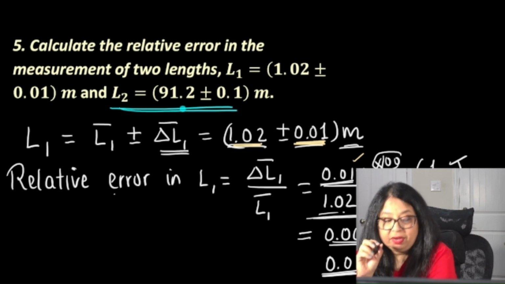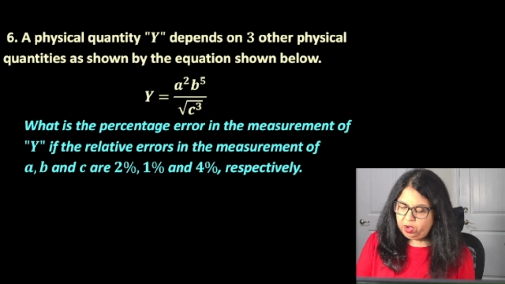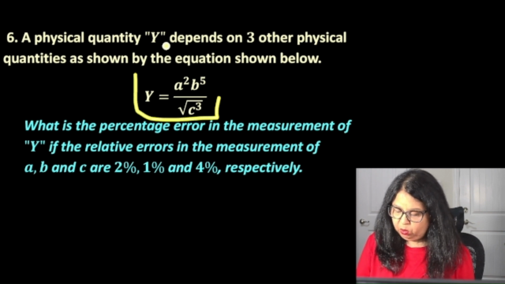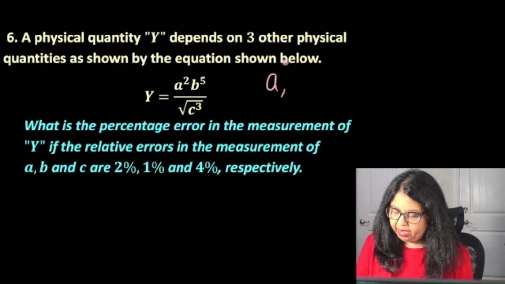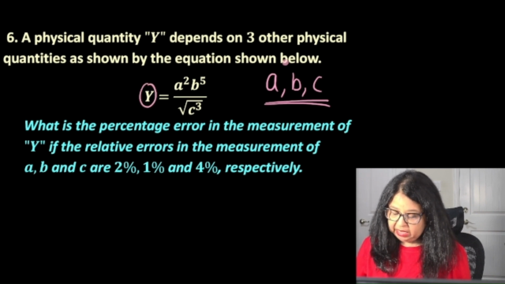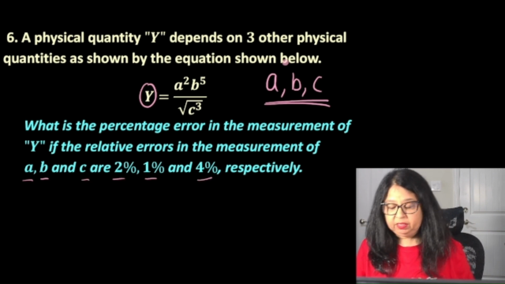That is going to be different from this problem and all the previous problems that we have been doing. Problem number 6. A physical quantity, y, depends on 3 other physical quantities as shown by the equation shown below. Okay, so these 3 other physical quantities seem like they are A, B, and C. What is the percentage error in the measurement of y, which is this, if the relative errors in the measurement of A, B, and C are 2%, 1%, and 4% respectively?